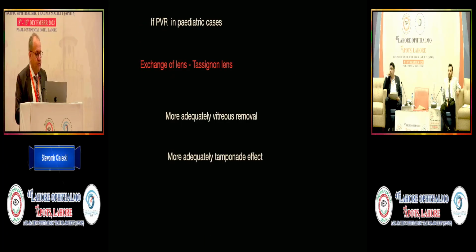Why exchange the crystalline lens? Because when I review all my cases, when I failed, it was always because I wanted to preserve the lens in kids. The price you have to pay for that is very frequently, first of all, incomplete vitreous removal, and maybe the second thing, which is more important, inadequate tamponade effect.